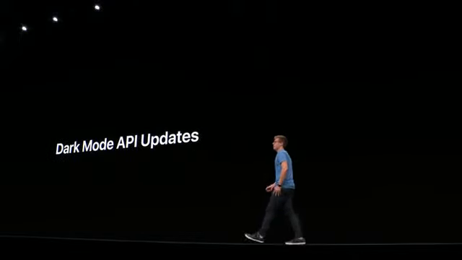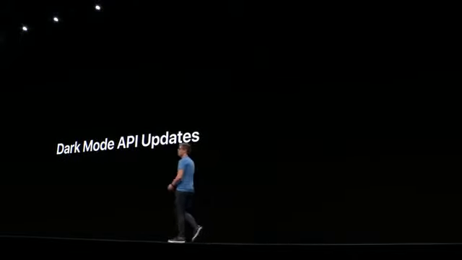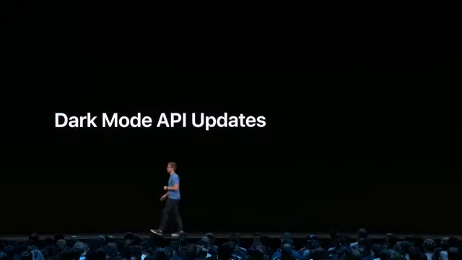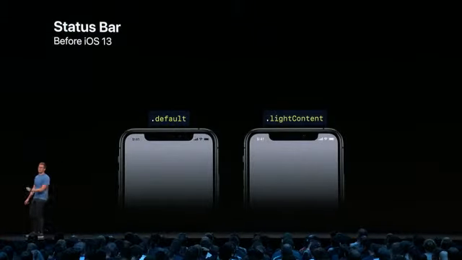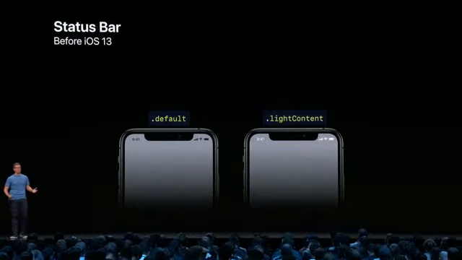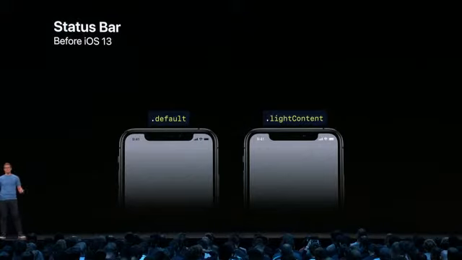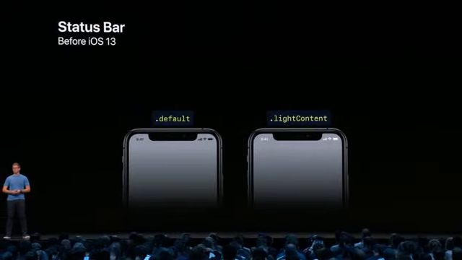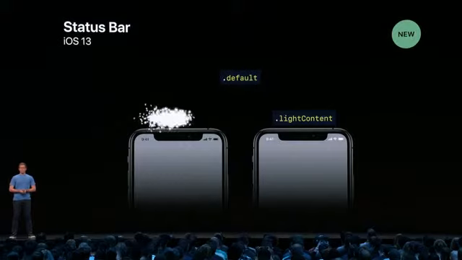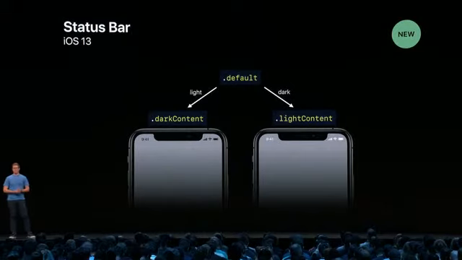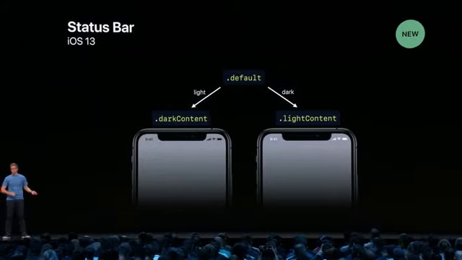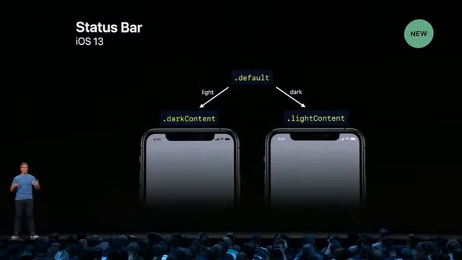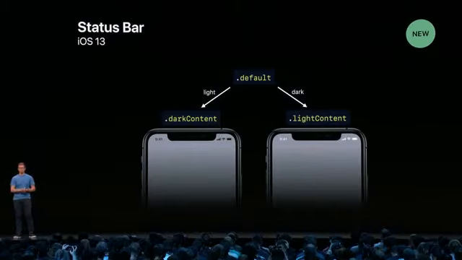Let's talk about some of the other API updates that we have this year and some other things to keep in mind as you're updating your apps to support dark mode. And how about we'll start with the status bar. Prior to iOS 13, we had two existing status bar styles. We had the default style and light content. New in iOS 13, we have a new dark content style, which is sort of taking over the place of what used to be default. And we've repurposed default to become an automatic style switching mode.